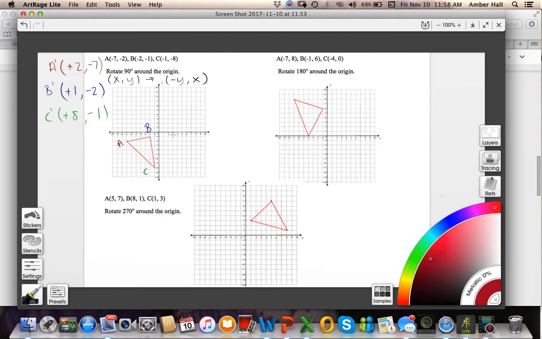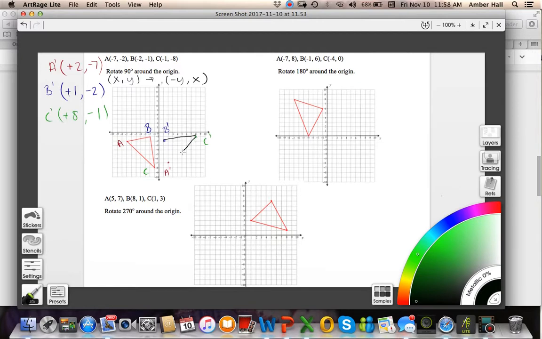Okay, so A prime is at +2, -7. B prime is at 1, -2. And C prime is at 8, -1. And now we've graphed all these points and we simply connect the dots.